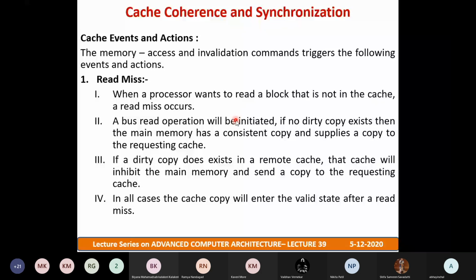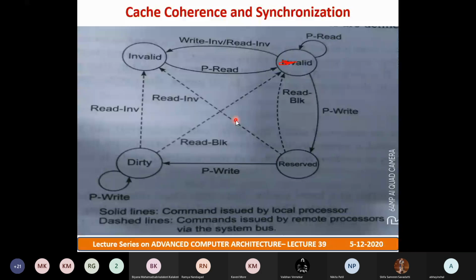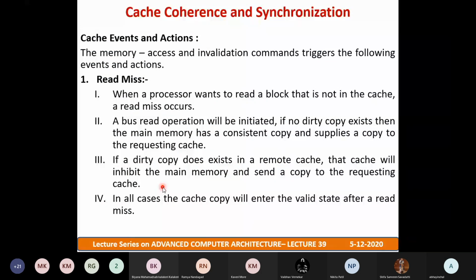Please remember, even if it is in dirty state, then also it will move to a valid state. If it is in reserved state, then also it will move to valid state. If it is in invalid state, then also it will move to valid state. So in all the cases, whether the dirty copy exists or not, or any other scenario, the cache copy will enter the valid state after a read miss.